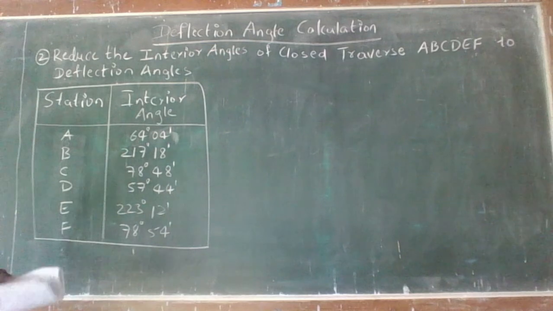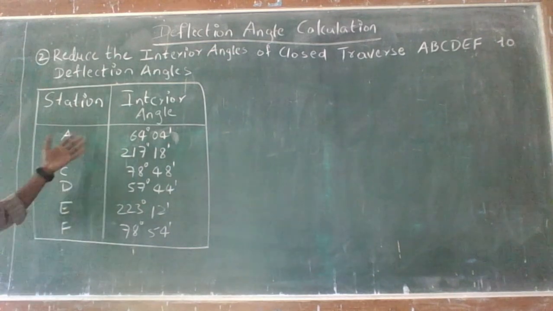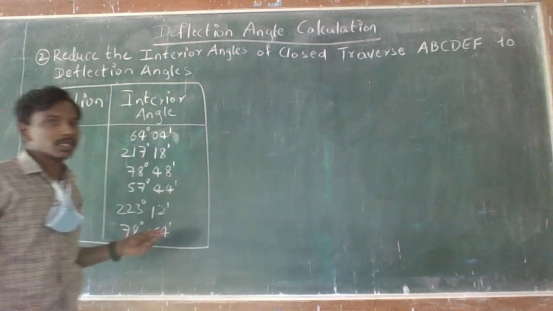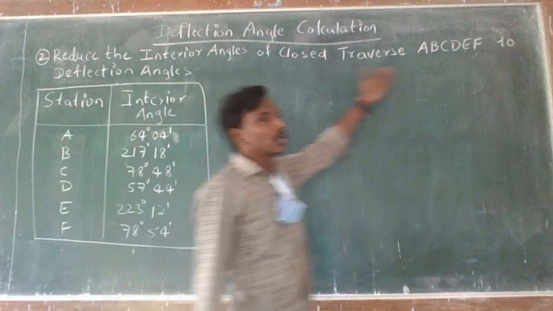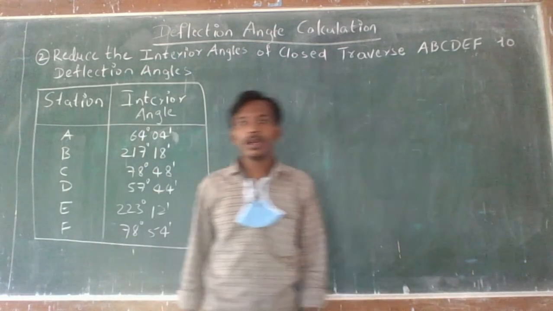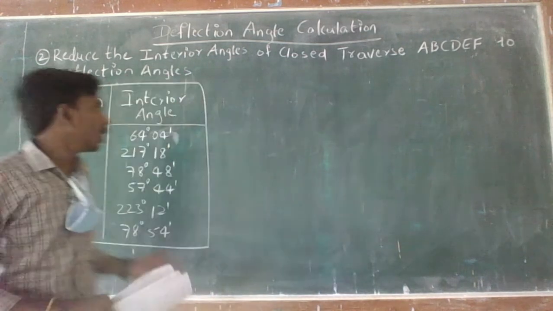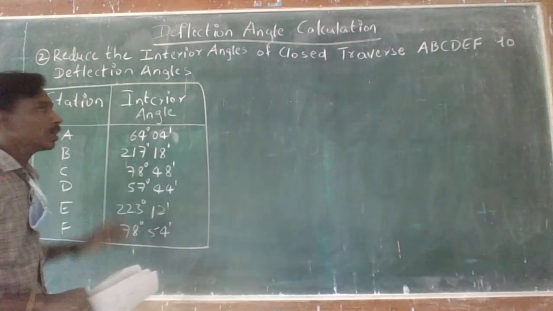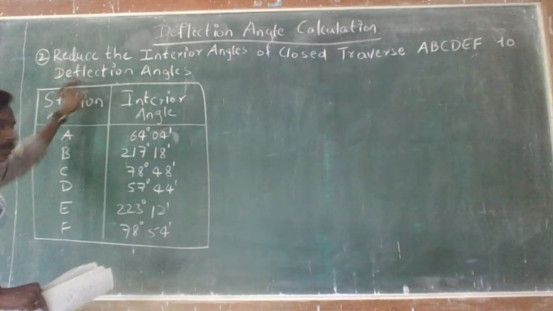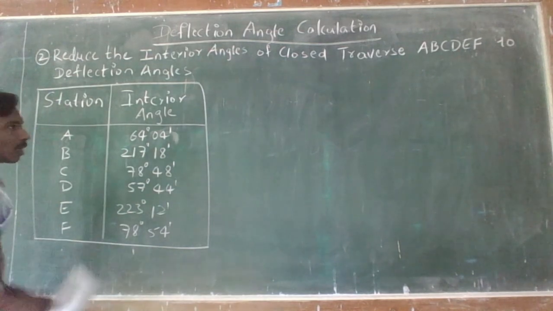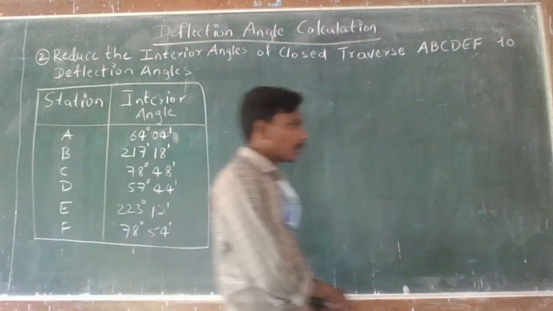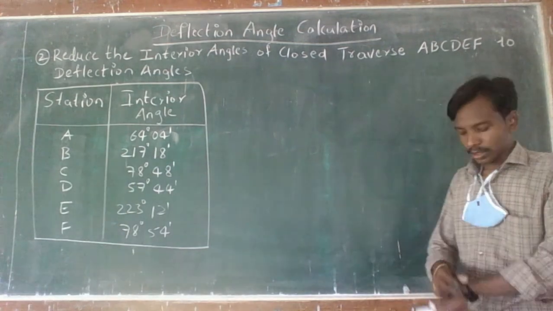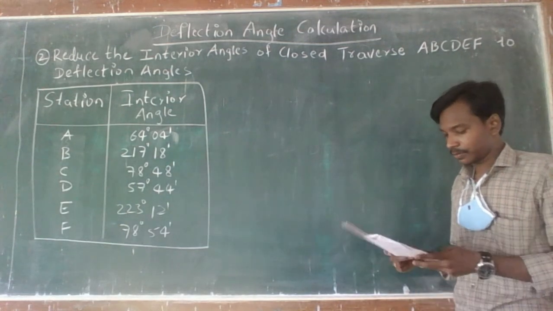In the previous problem they have given the open traverse. Now the question is about closed traverse A, B, C, D, E, F. Now they have given the interior angles and we have to calculate the deflection angles. So here there is a formula to calculate the deflection angles.